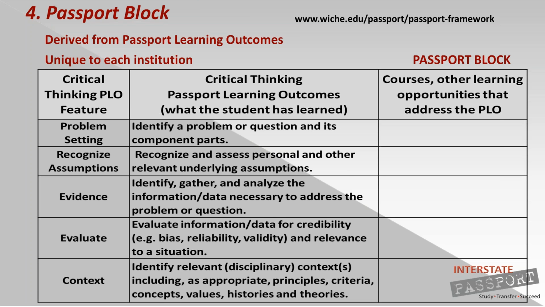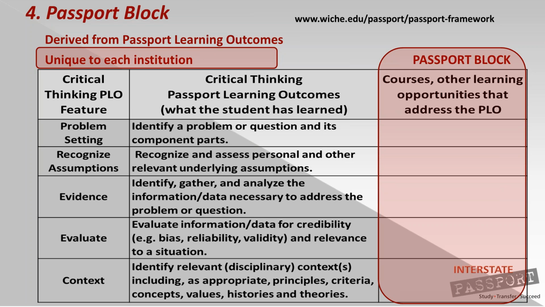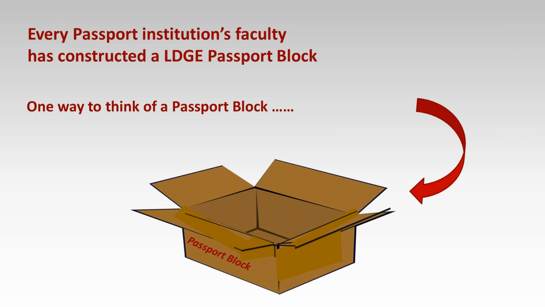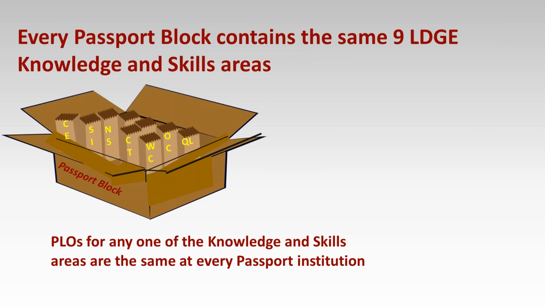The right-hand column is the passport block, and this is a set of courses or other learning opportunities that faculty at each institution uniquely design or use to bring the students to proficiency with the learning outcomes. And it's possible to conceptualize the passport block as a cardboard box. That cardboard box for every passport institution contains, let's say, 9 paper bags. Each paper bag represents one of the areas: creative expression, science in the individual, natural science, critical thinking. So there's one paper bag for each of the areas, and written on the outside of each paper bag for every institution is the set of passport learning outcomes.